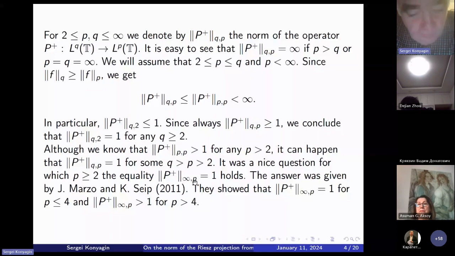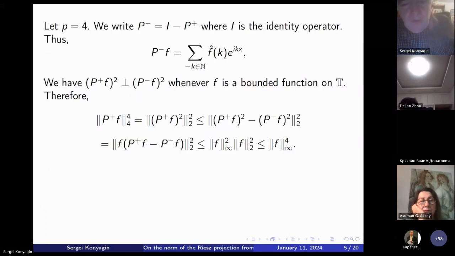The answer was given by Marceau and Sapin, 2011. They show that this norm is 1 if p is at most 4, and this norm is greater than 1 if p is greater than 4. Let me give some comments on the proof.